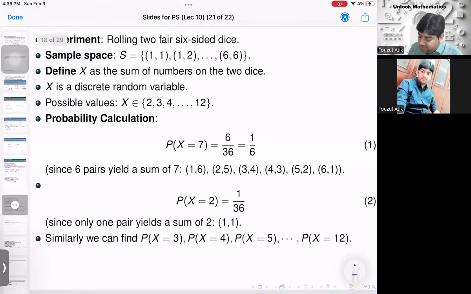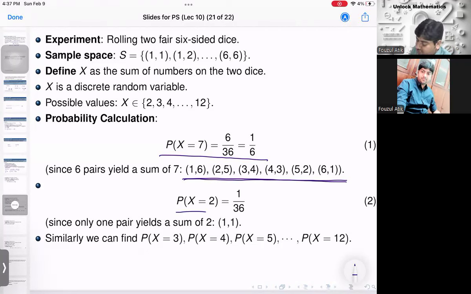So P of X equal to 7, in our calculation, was 6 by 36. We have already discussed this experiment in some of our lectures. The 6 pairs are 1 6, 2 5, 3 4, 4 3, 5 2, and 6 1. X equal to 7 means the sum of the dice is 7, so there are 6 favorable outcomes divided by the total number of outcomes, which is 36. So P of X equal to 7 is 1 by 6.